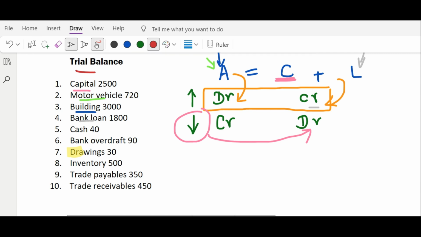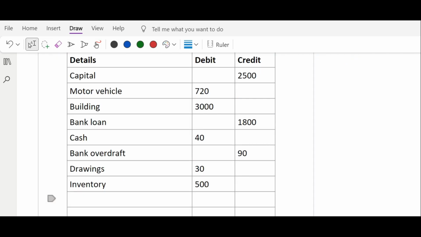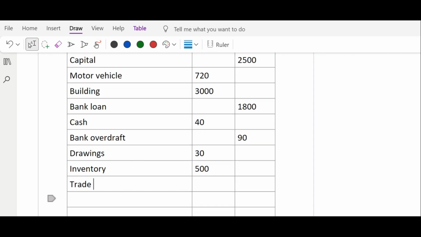Another name for trade payables is creditors. Creditors. That means we bought goods on credit. When we buy goods on credit, we don't pay the suppliers right at the moment. We will pay later. So there is an obligation, which means it's a liability. So it's credited. Trade payables 350.